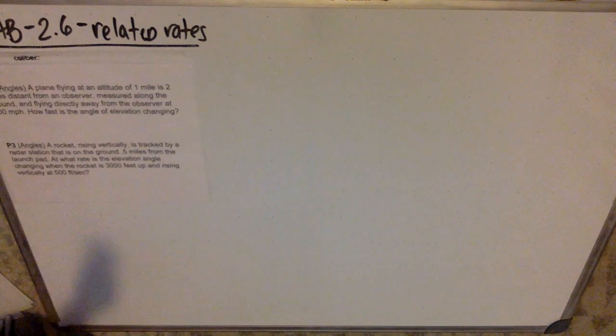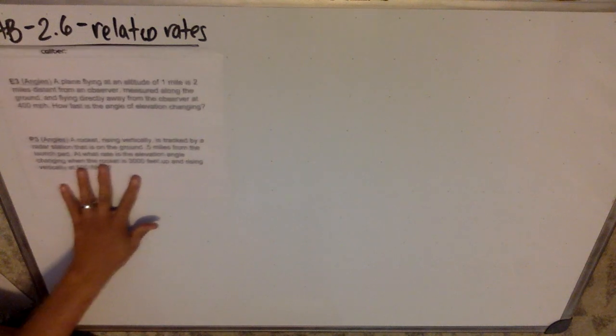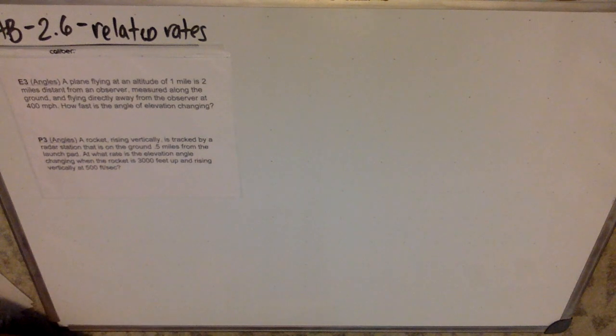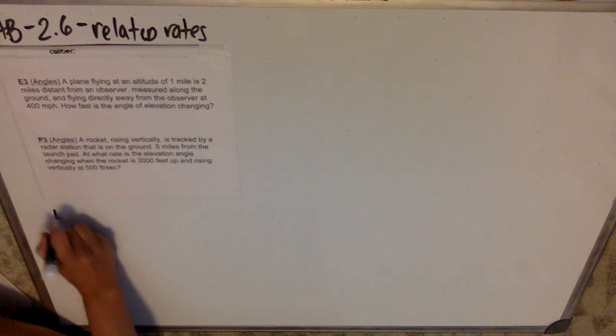All right, so E3 and P3 are going to deal with angles. Unless angles are specified, you should assume that everything is in radians, okay? If an angle is specified as degrees, then you're working with degrees, but the default assumption on AP Calc is that you are always talking about radians. All right, so let's talk about E3 first.